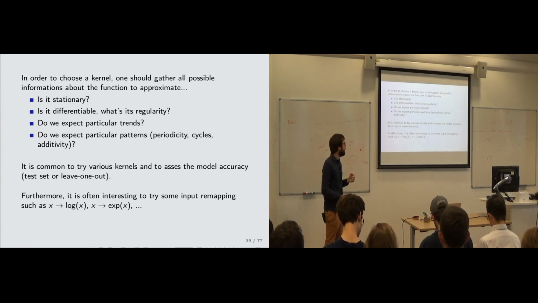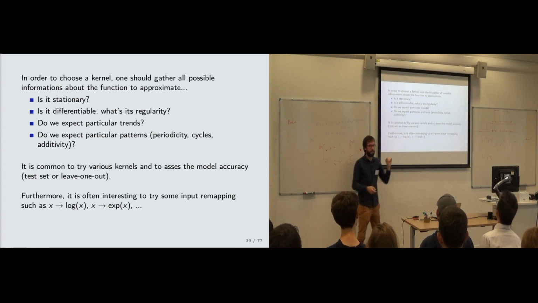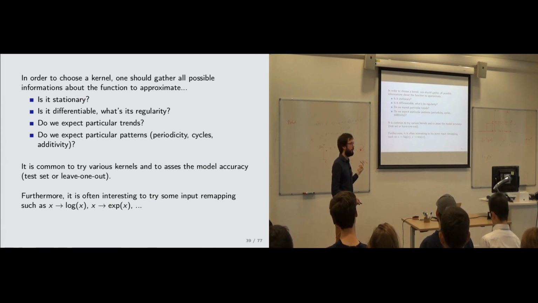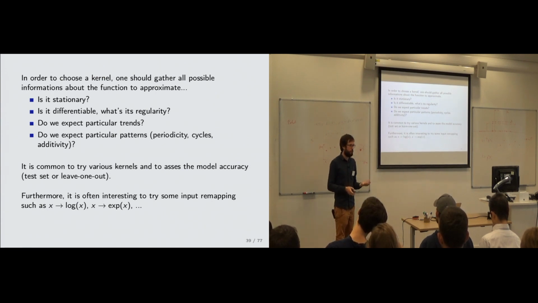And something that is interesting is also to do some remapping either of the input space or of the output space. So try to change the X location. Why can that be useful? Many of the kernels we have on the shelf are stationary covariances. So sometimes making this transformation of the input space allows you to make the data look more stationary.